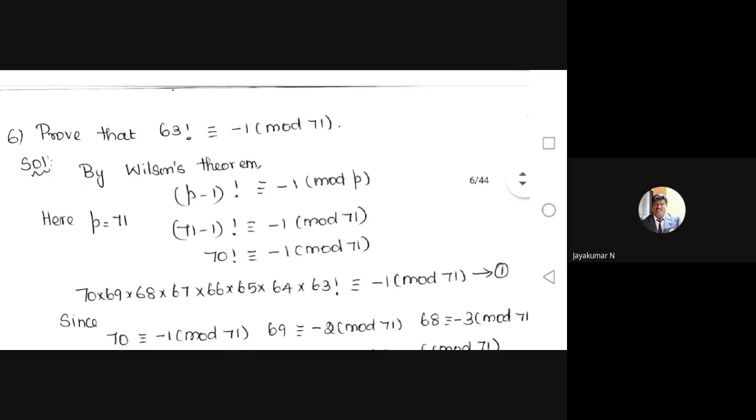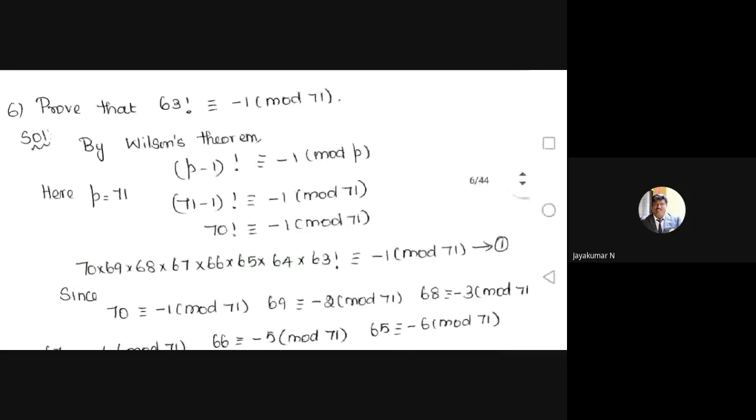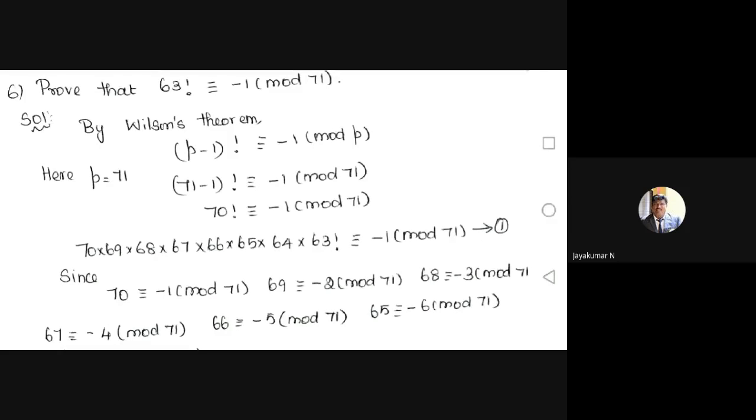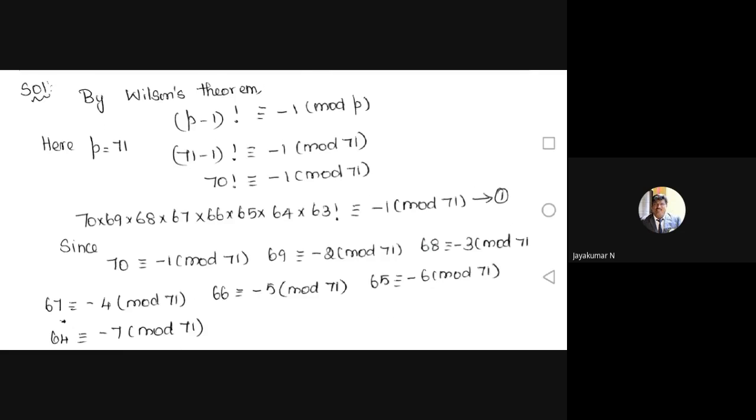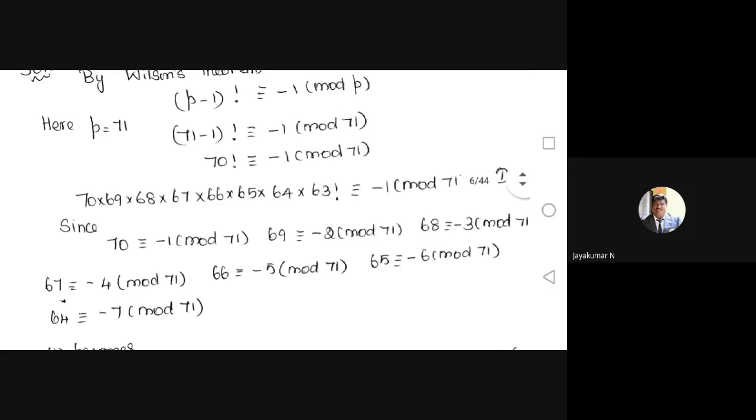We know 70 is congruent to minus 1 under mod 71. When 70 is divided by 71, you get the remainder minus 1. Then the next integer 69: when 69 is divided by 71, you get the remainder minus 2, so 69 is congruent to minus 2 mod 71. Like that, 68 is congruent to minus 3, 67 is congruent to minus 4, 66 is congruent to minus 5, 65 is congruent to minus 6 under mod 71.